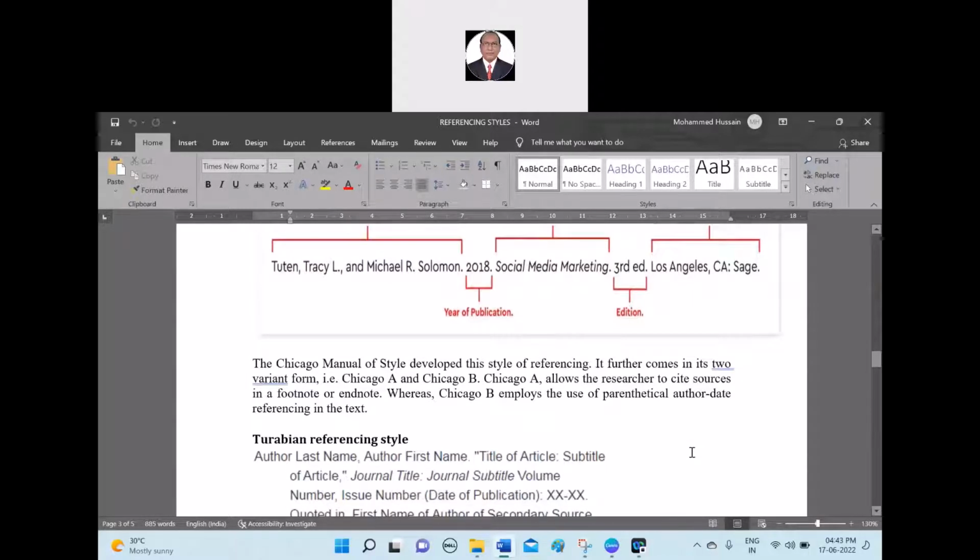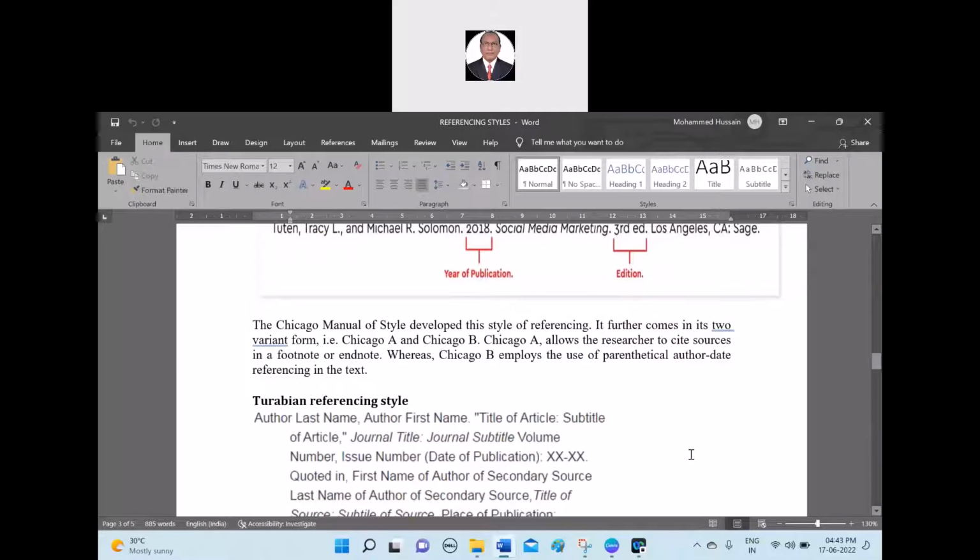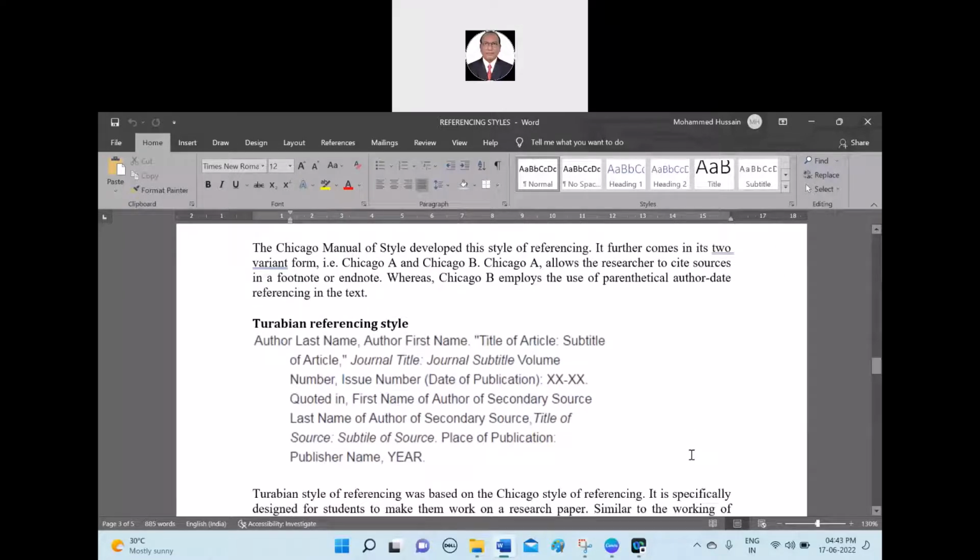The Chicago Manual of Style developed this style of referencing, and it further comes in two variant forms, that is Chicago A and Chicago B. Of course, you need not worry about it because the advanced version is Chicago B. Then the Turabian referencing, this generally we will use, because it is an acceptable style.